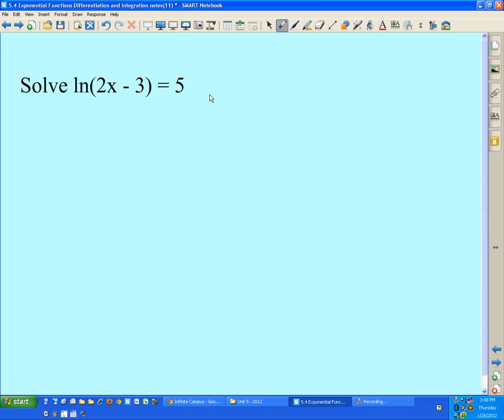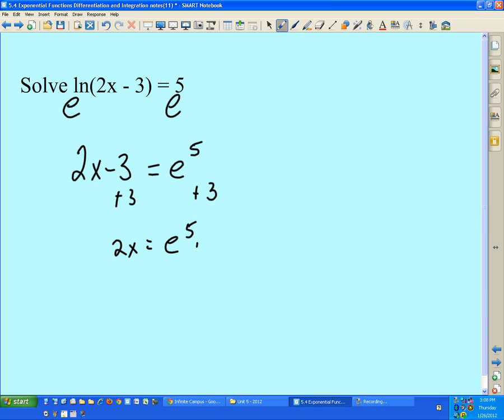So again, here we go. If we have ln of 2x minus 3 equals 5, the first thing I'm going to do is turn both sides into exponents. So e to the ln, remember, is the opposite operation, so they cancel each other out. So I really have 2x minus 3 equals e to the 5th power. Then I'm going to add 3 to both sides, and so 2x will equal e to the 5th plus 3.